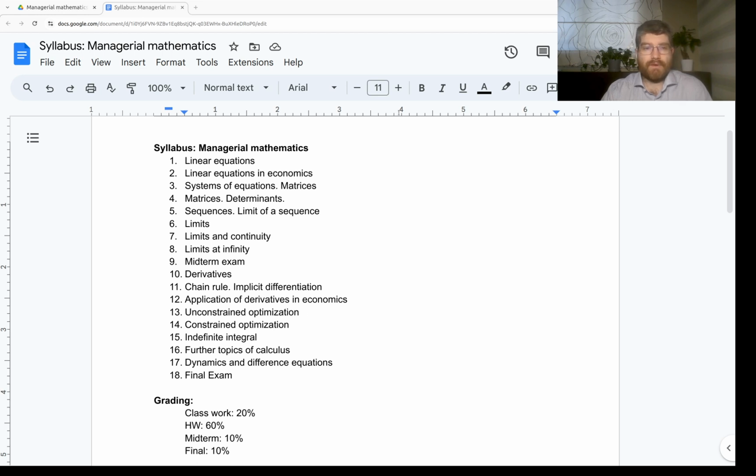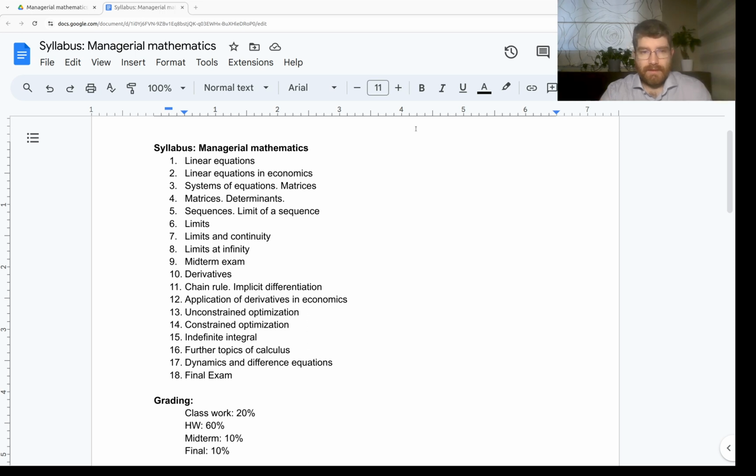Then we will deal with dynamics and difference equations. These topics are essential for understanding how economic variables evolve over time. Difference equations help in modeling dynamic processes such as economic growth, business cycles, and the behavior of financial markets.